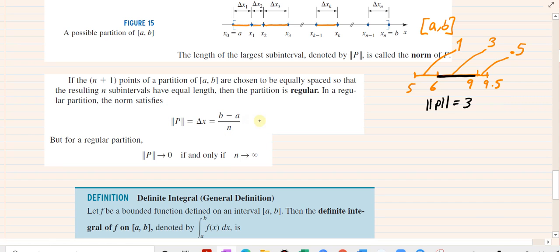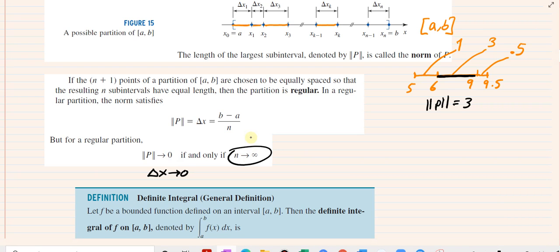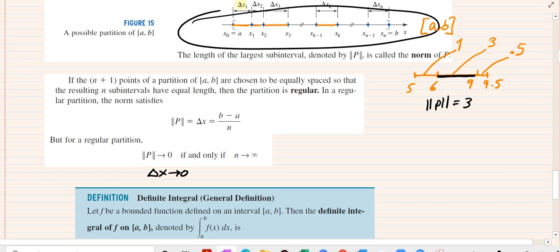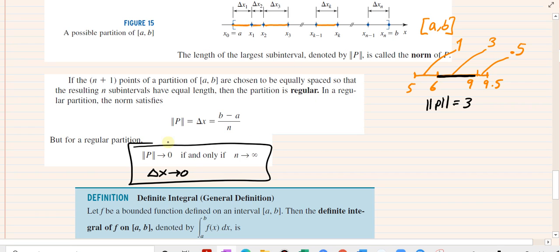Now, if the lengths of the subintervals are the same, then when we say the norm approaches 0, that means delta x approaches 0, true? And for delta x to approach 0, I have to create smaller and smaller subintervals, right? So that means the number of subintervals has to approach infinity right in here. Now, this is true for a regular partition. If we don't have a regular partition, the converse of this statement is not true. If the partition is not regular, as n goes to infinity, the norm of the partition may not go to 0, which is kind of awkward.